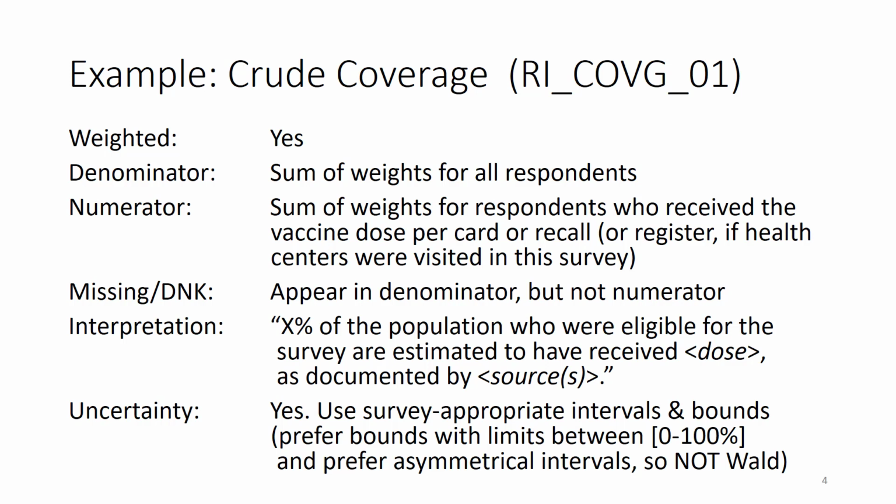And then how do we use it in an English language sentence? Well, we estimate the proportion, and then we say that many percent of the population who are eligible for the survey dose are estimated to have received it as documented by the sources considered in this survey. And yes, we would report a confidence interval for this indicator.